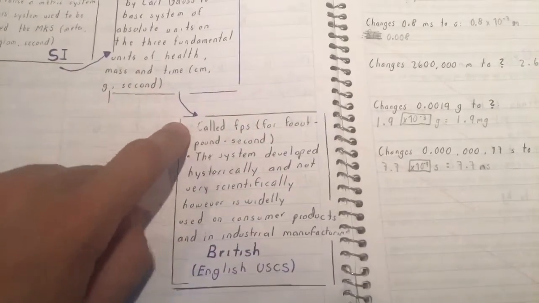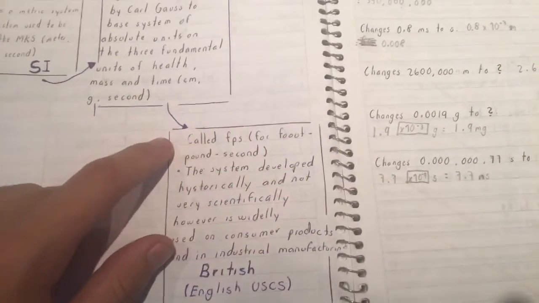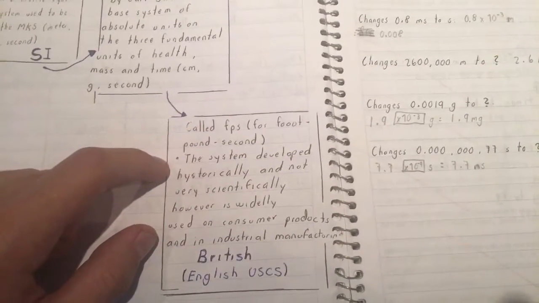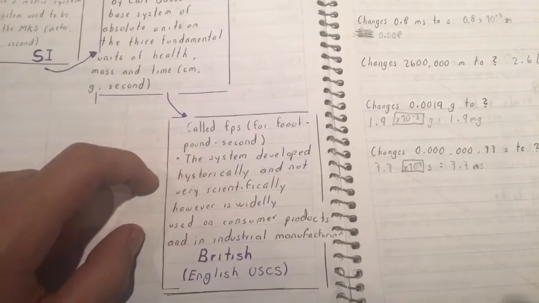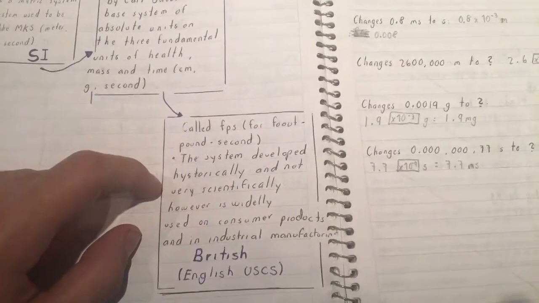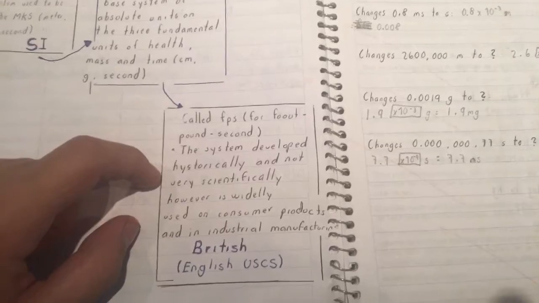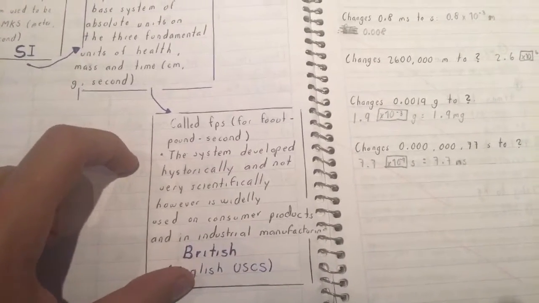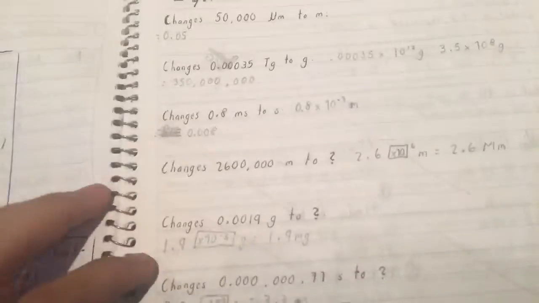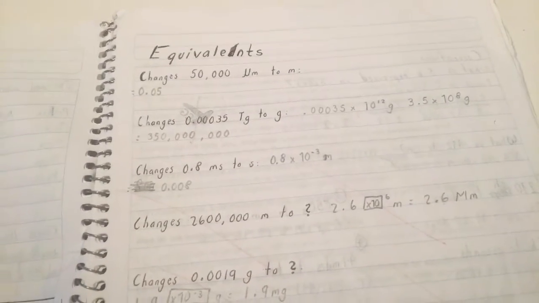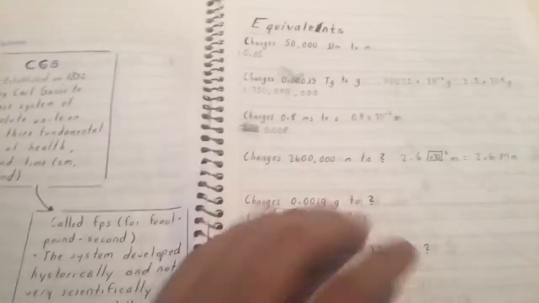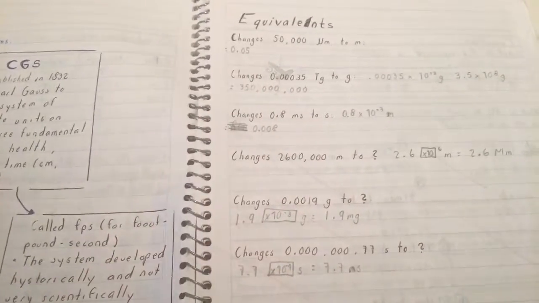It's called FPS for foot-pound-second. The system developed historically and not very scientifically. However, it is widely used on consumer products and industrial manufacturing. In English, we know it as USCS. Here we saw some equivalents, as I told you, and that's it. These topics are from stage number 1, and let's go with stage number 2.